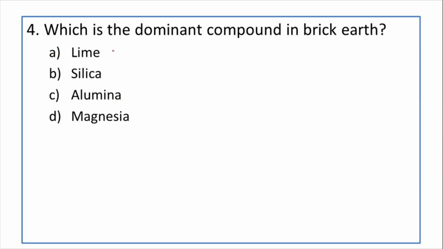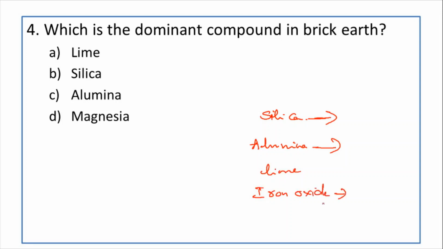Then the next one is, which is the dominant compound in the brick earth? So basically if you take the brick earth, it consists of 6 chemicals totally. Those chemicals are silica, alumina, lime, iron oxide, magnesia and alkalis. So these are the 6 chemicals in the brick earth.